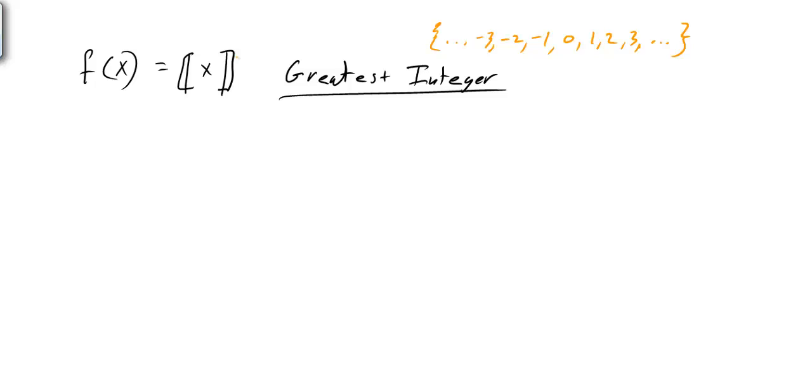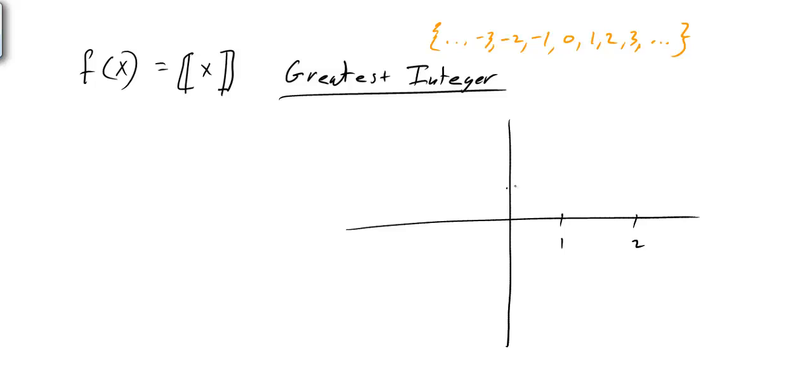Now how this works is that when you plug a number in for x, well, let me go ahead and show you the graph of this function first. And this is called your greatest integer function, and it's also referred to as a step function. And if you look at the graph, you will certainly understand why it's called a step function.